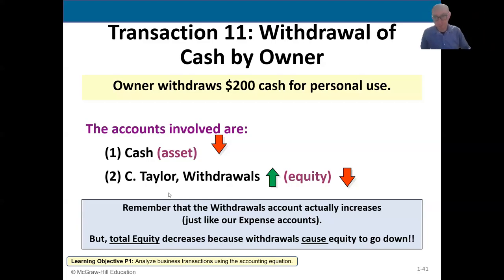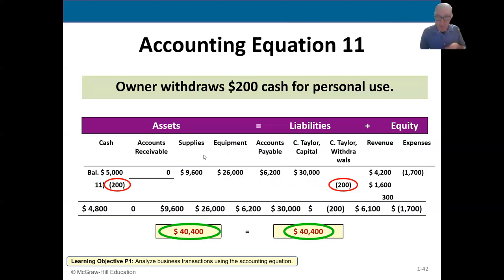The 11th transaction, the owner took out $200 for personal use out of the business. Hey, that's fine. It's your business. Do what you want with your money. So we debit owner's withdrawal and we credit cash, the $200. Cash went down, equity went down. Yep.